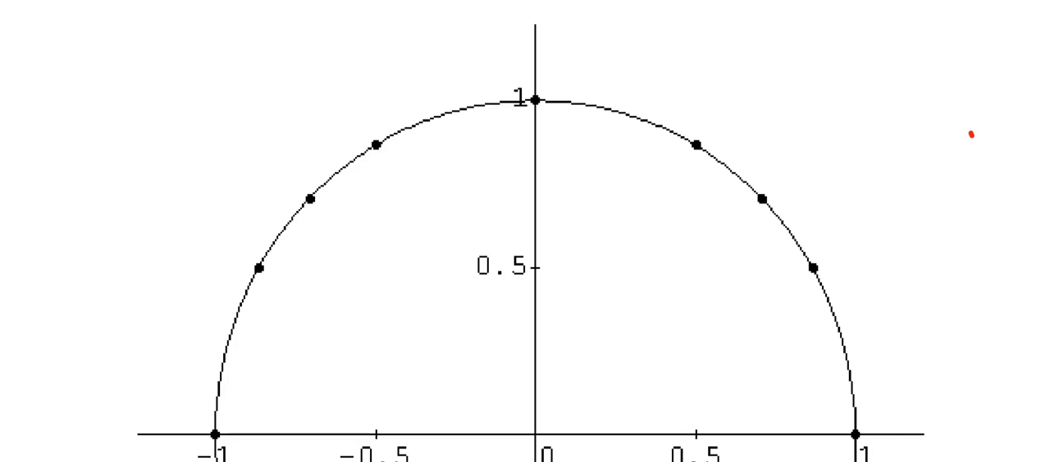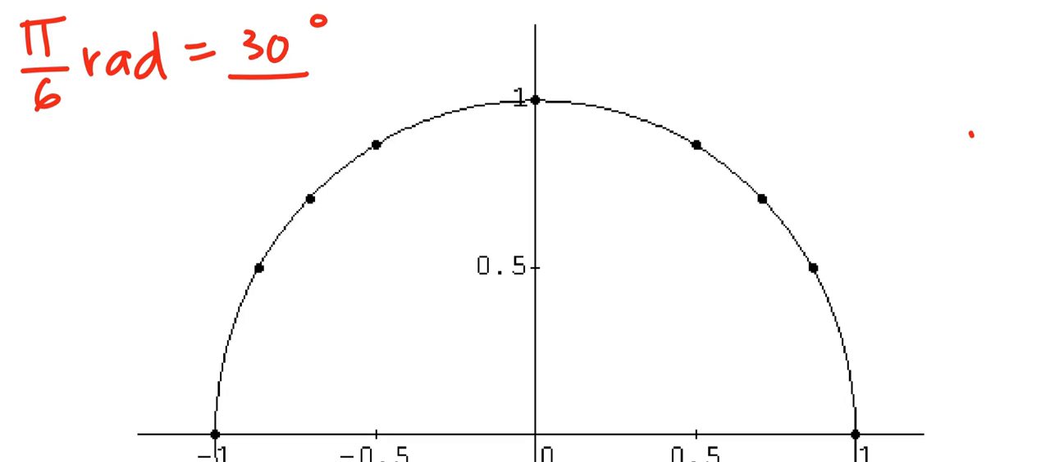Okay, pi over 6 radians is how many degrees, just so we have an idea of what we're talking about. That's 30 degrees. I know you guys are very, very comfortable in walking around a circle in 30-degree chunks. We're going to do it with pi over 6 chunks.